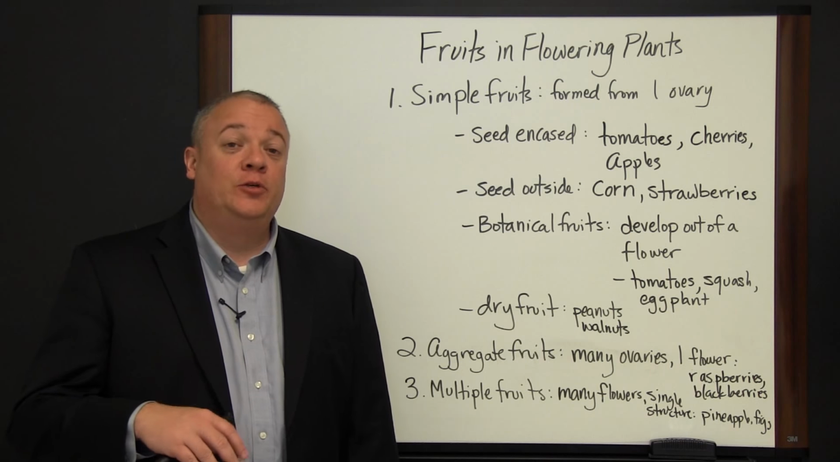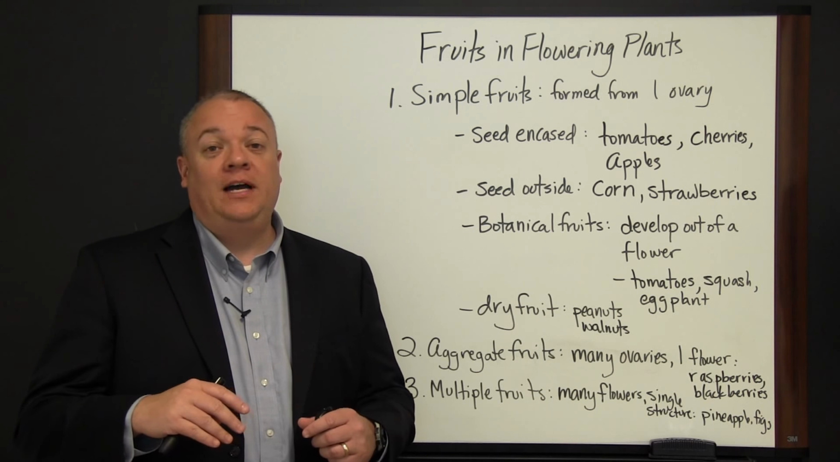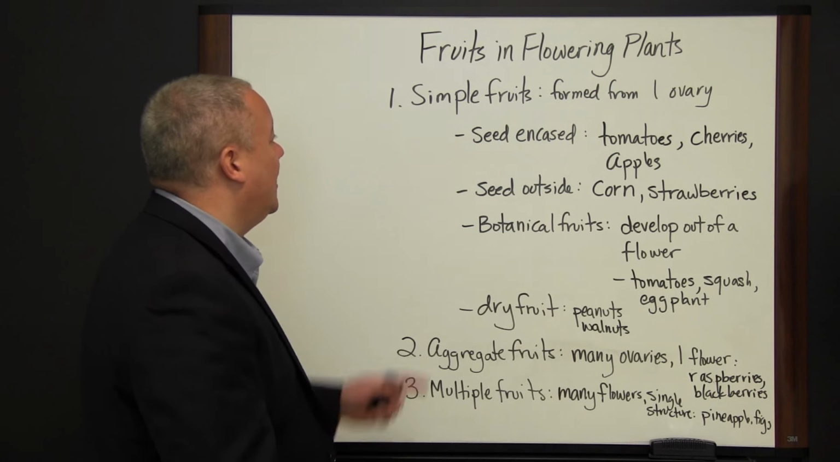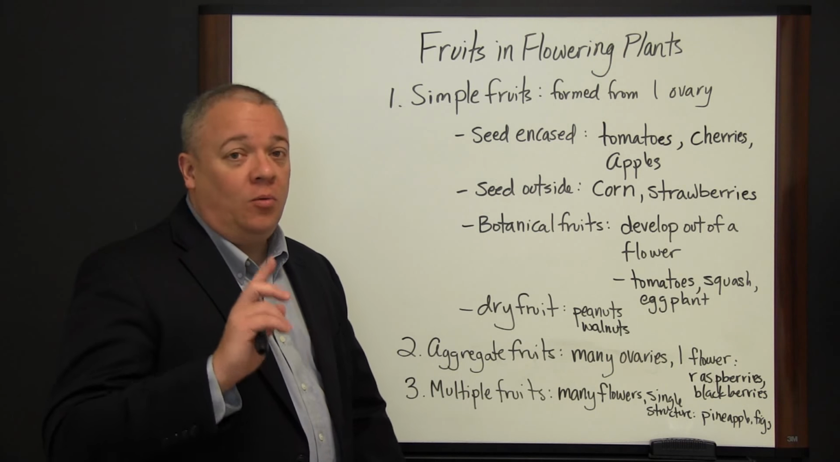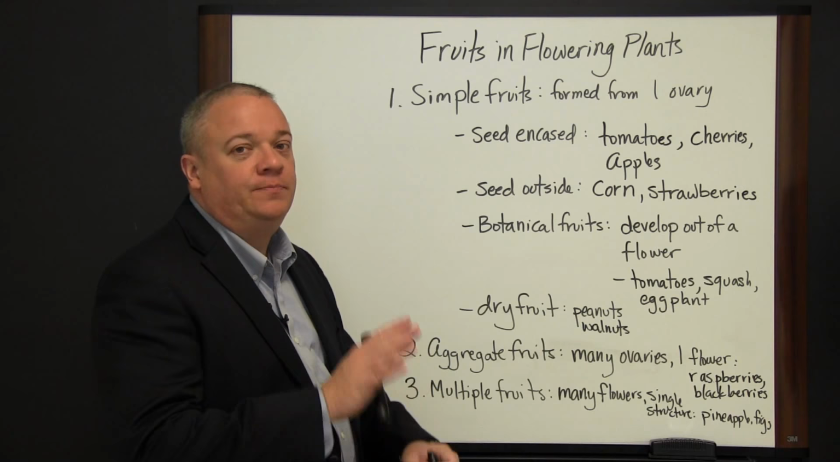Today we want to go over fruits in flowering plants and the different classifications that we can find when we think about fruits in flowering plants. And we're going to begin then talking about simple fruits. Simple fruits are formed from one ovary, and they come in various forms. So a simple fruit, one ovary.